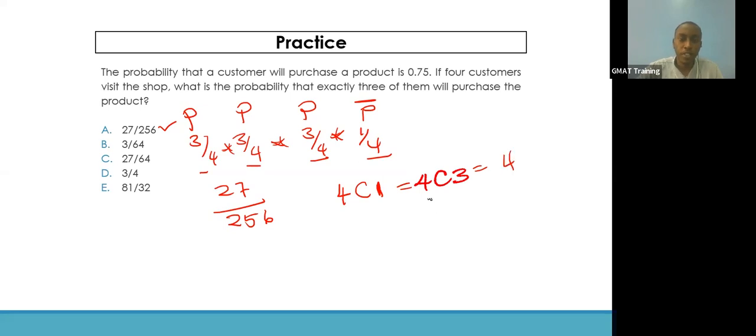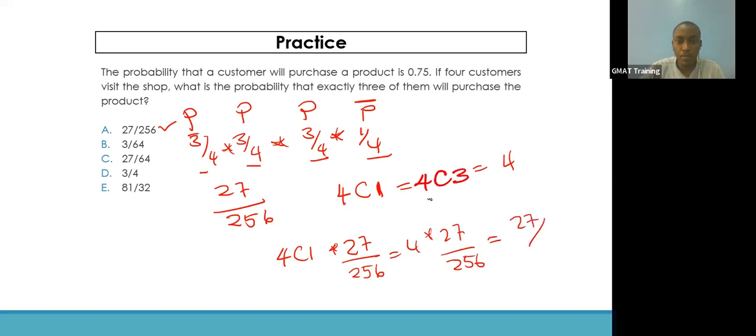All right. These are the number of arrangements of this one non-purchaser in the list. You can have the first customer not purchasing, the second customer not purchasing, or the third customer not purchasing. So you'll have 4 choose 1 times whatever we had, 27 over 256, or 4 times 27 over 256, and this will give you 27 out of 64, which is answer choice C.